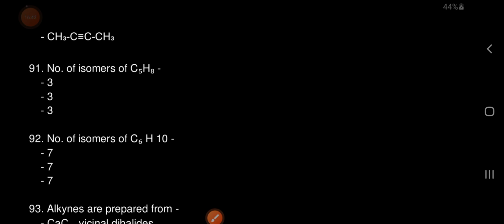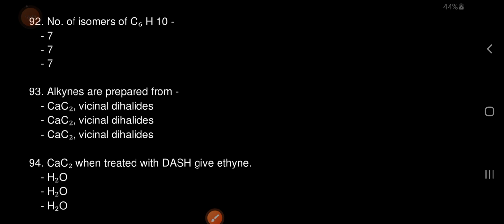Number of isomers of C5H8: 3. Number of isomers of C6H10: 7. Alkynes are prepared from CaC2 and vicinal dihalides.